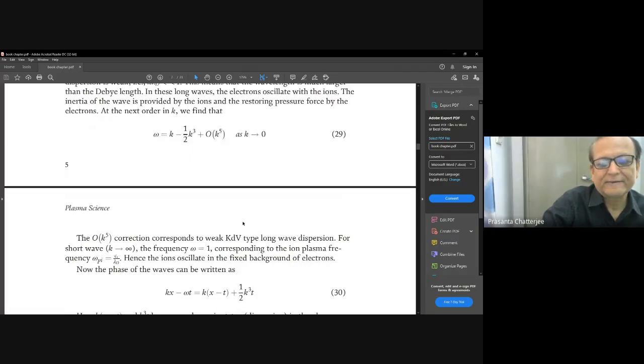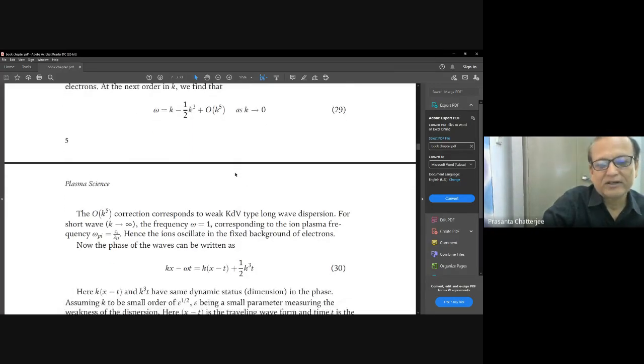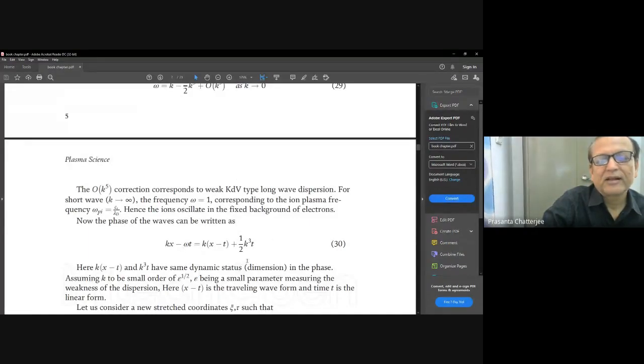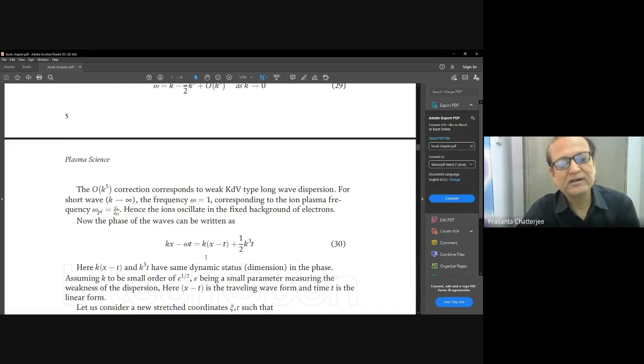So what is the phase in this case? We know that our phase is kx minus omega t. So kx minus omega t can be written in this form: k into (x minus t plus half k cube t). So in equation 30 we have two different terms. One is k into (x minus t) and another is k cube into t. Since both are equivalent to the kx minus omega t phase, both of them have the same dynamic status, at least dimension-wise. So dimension-wise, k into (x minus t) and half k cube into t should be the same.